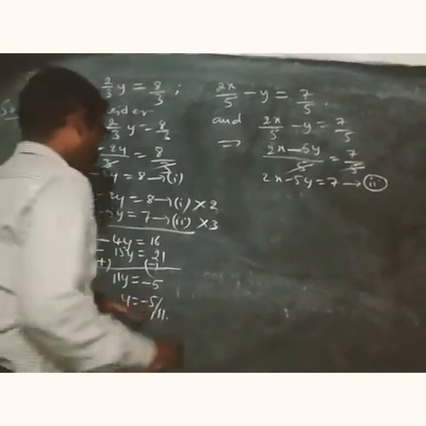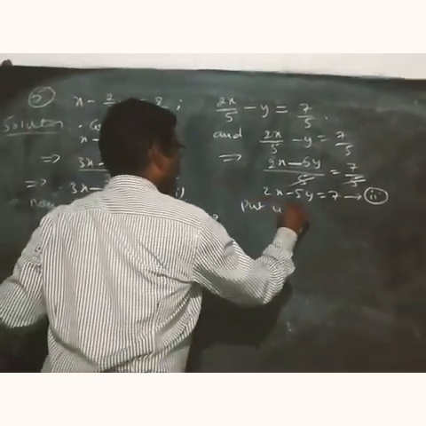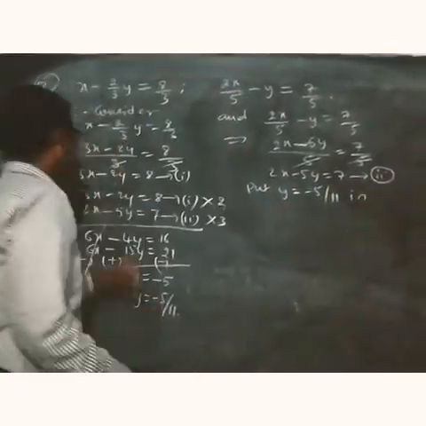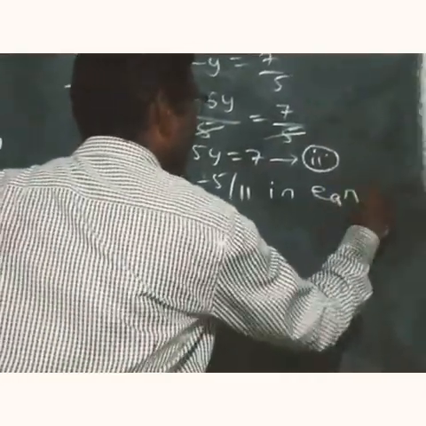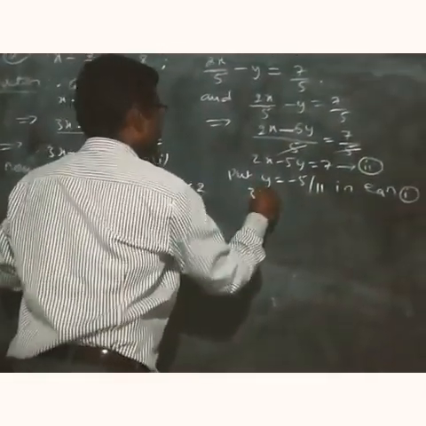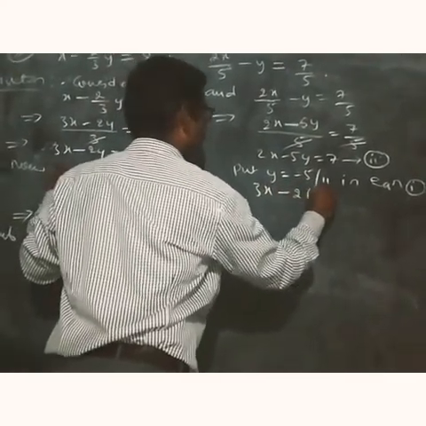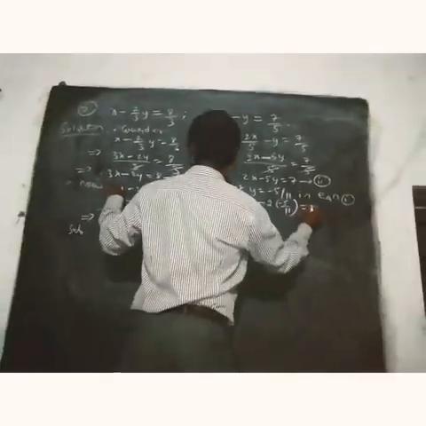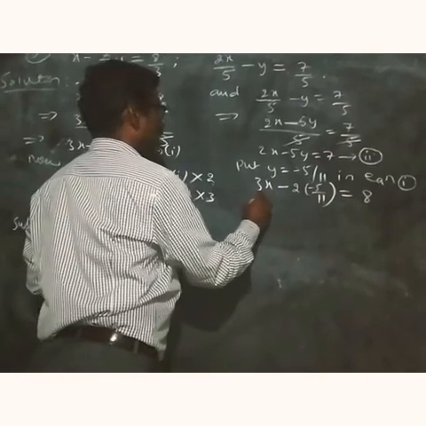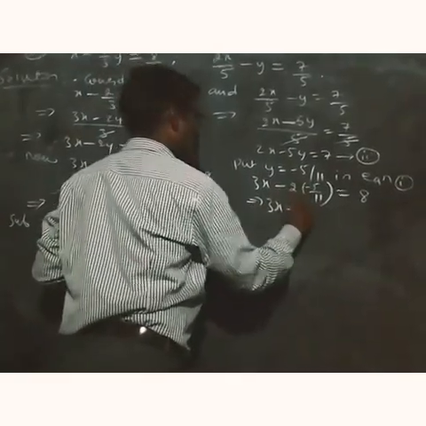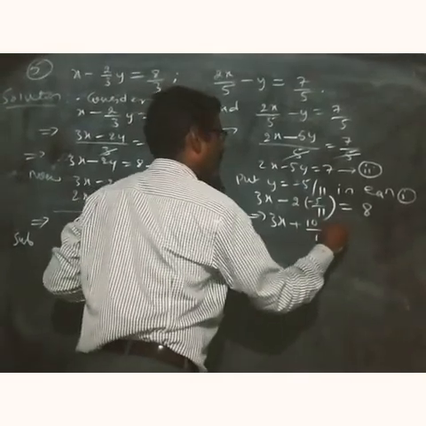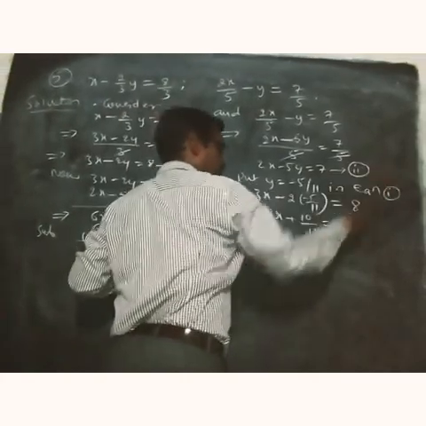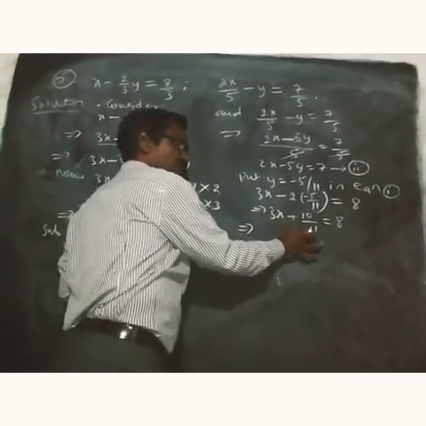Okay, we got the y value. Put y is equal to minus 5 by 11 in either one of the equations. I will put it in equation 1. In equation 1, that is 3x minus 2 into bracket minus 5 by 11 is equal to 8. So this implies 3x plus, minus into minus is plus, 5 2s are 10 by 11 is equal to 8. You can go for cross multiplication, or you can shift plus 10 by 11 to the right side also. No need to go for cross multiplication, for easy purposes.